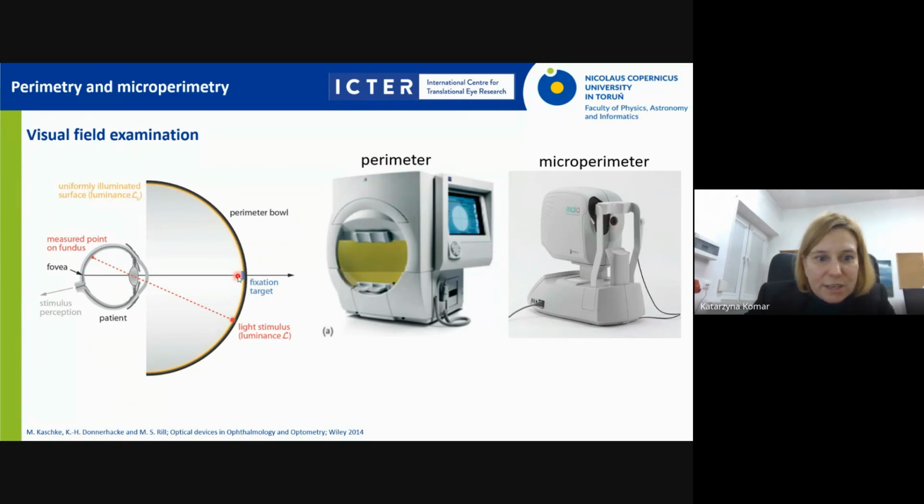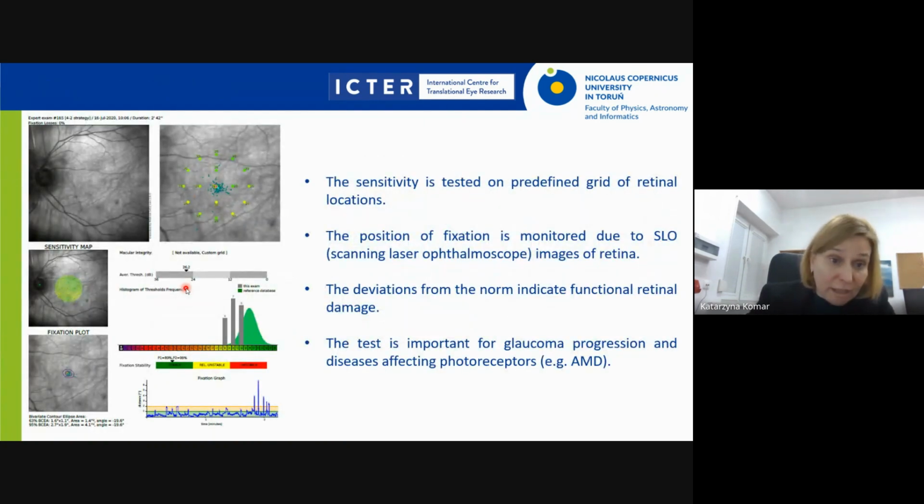And the examination relies on measuring or testing visual sensitivity at different parts of the retina. For example, you can use grids like here and test the visual sensitivity of the retina in different positions, and then compare it with normal visual sensitivity and say if the photoreceptors at this place are functioning normally or not. And the test is important mainly for glaucoma progression and also for diseases which affect photoreceptors, for example, AMD.